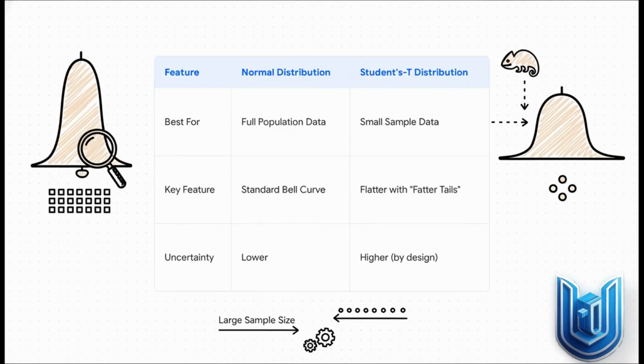This table just lays it out perfectly. You use the normal distribution when you have tons of data and less uncertainty, but you use the student's T when you have a small sample and you need to account for more uncertainty by design. And what's so cool is that as you collect more and more data, the student's T distribution actually starts to morph and eventually becomes identical to the normal distribution. It literally adapts to how much you know.